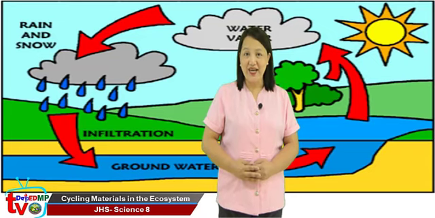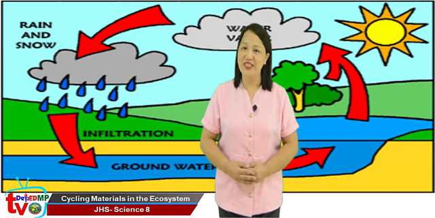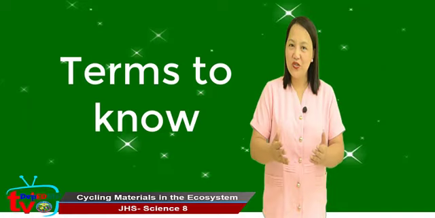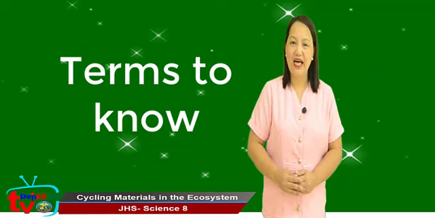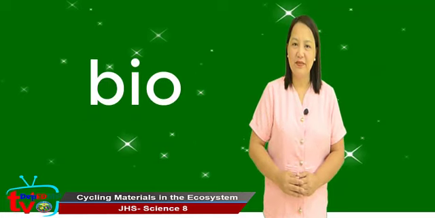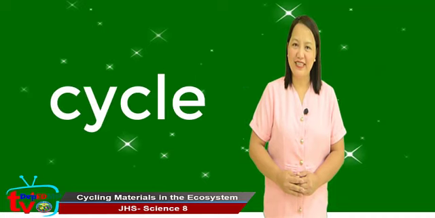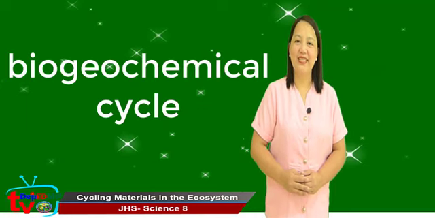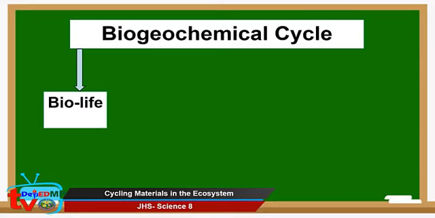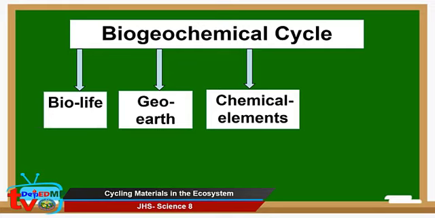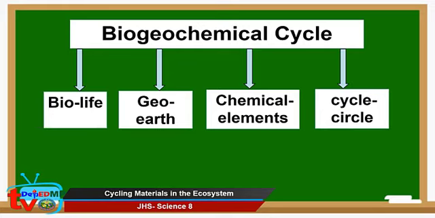Want to know more? Let's find out in today's lesson, which is the biogeochemical cycle, or what is known as the cycling of materials in an ecosystem. For you to understand clearly our lesson, let's define terms like bio, geo, chemical, cycle, and biogeochemical cycle. Bio means life. Geo means earth. Chemical means elements. Cycle means circle.